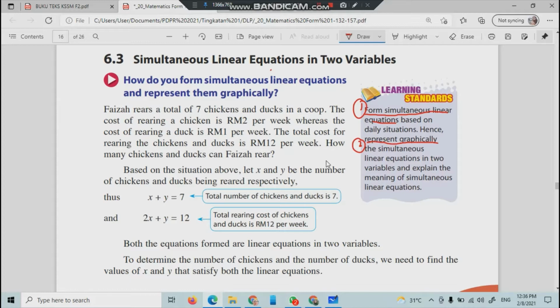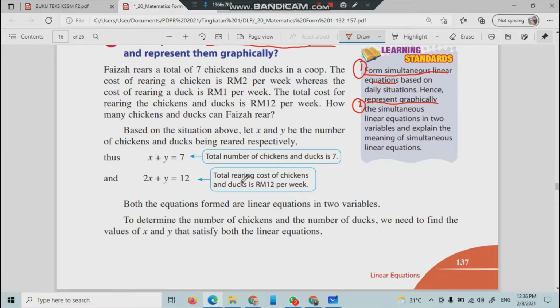Before we go on to our topic for today, we need to know the meaning of simultaneous linear equations. Here we have an example from your textbook. Faiza rears a total of 7 chickens and ducks in a coop. The cost of rearing a chicken is RM2 per week, whereas the cost of rearing a duck is RM1 per week. The total cost for rearing the chickens and ducks is RM12 per week. How many chickens and ducks can Faiza rear?